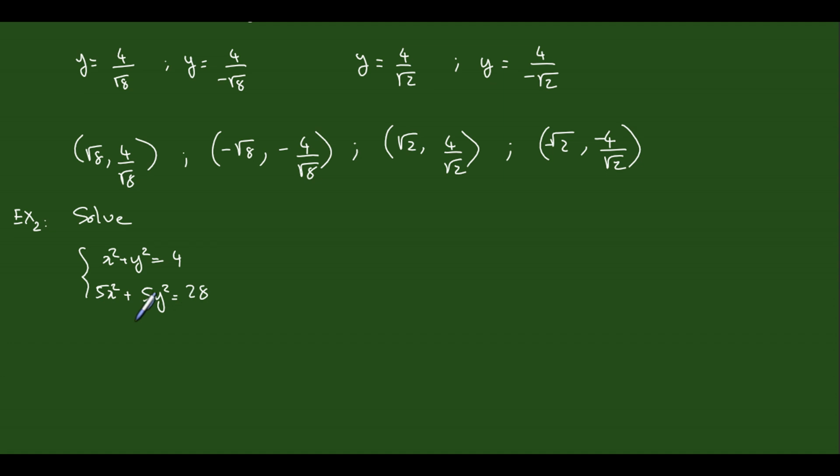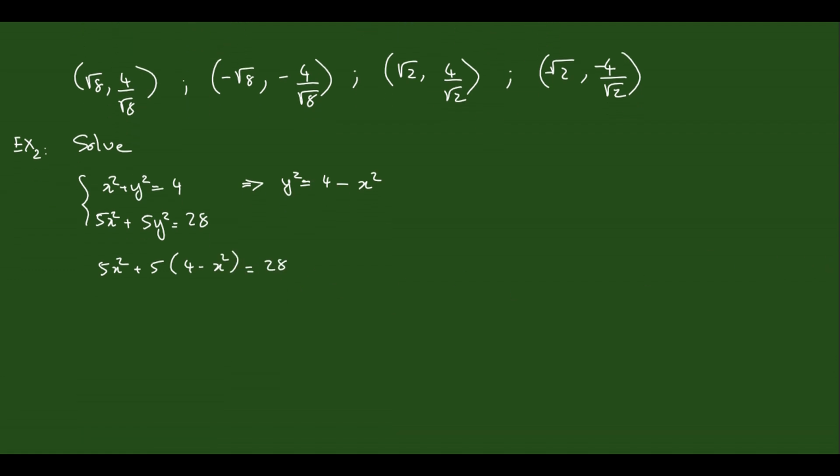You can use the substitution method easily. From the first equation you can get y squared equal to 4 minus x squared, right? So easy. Then you're gonna plug into the second one. Then you have 5x squared plus 5 times (4 minus x squared) equal 28, right?